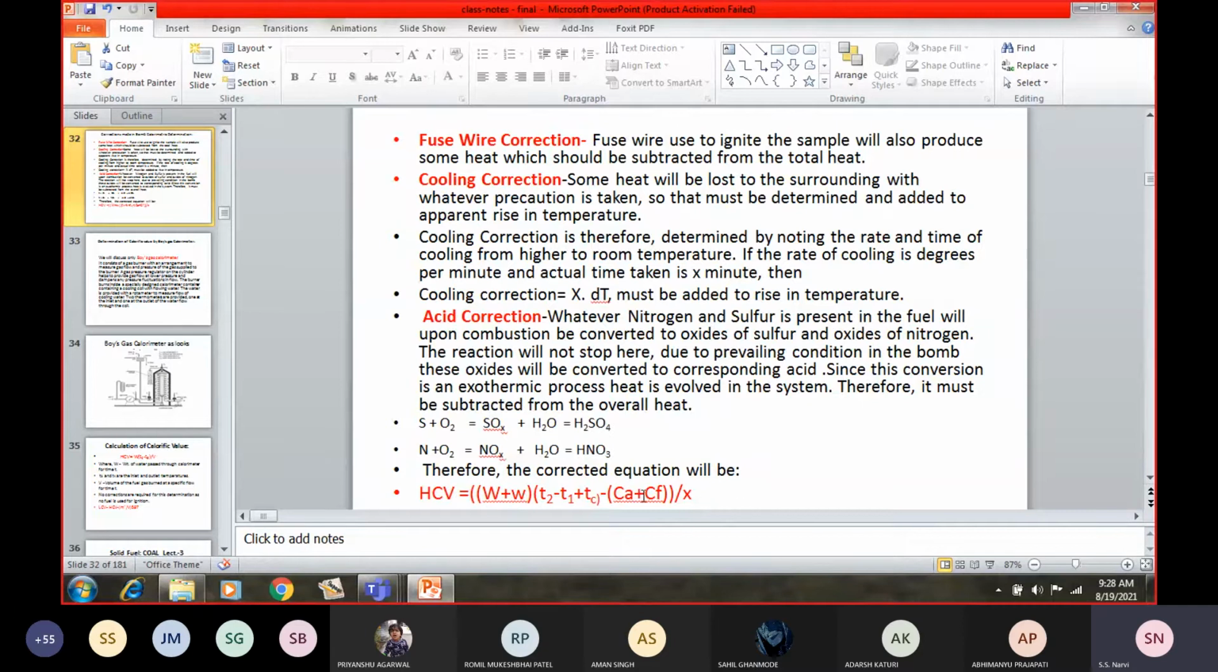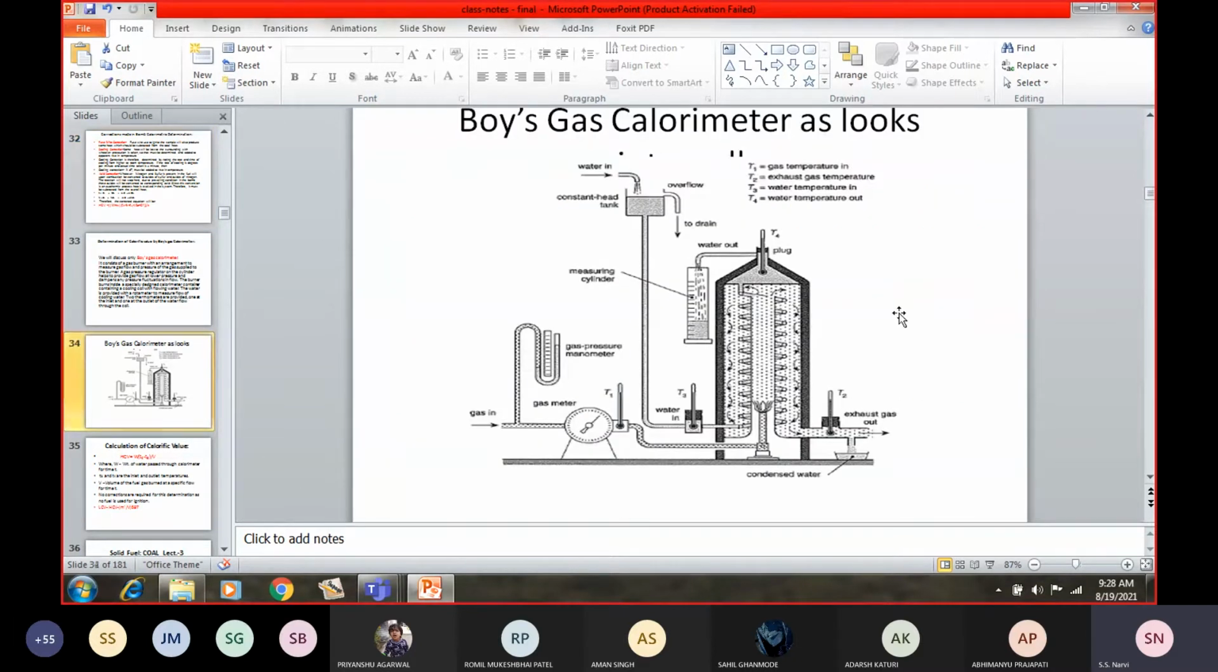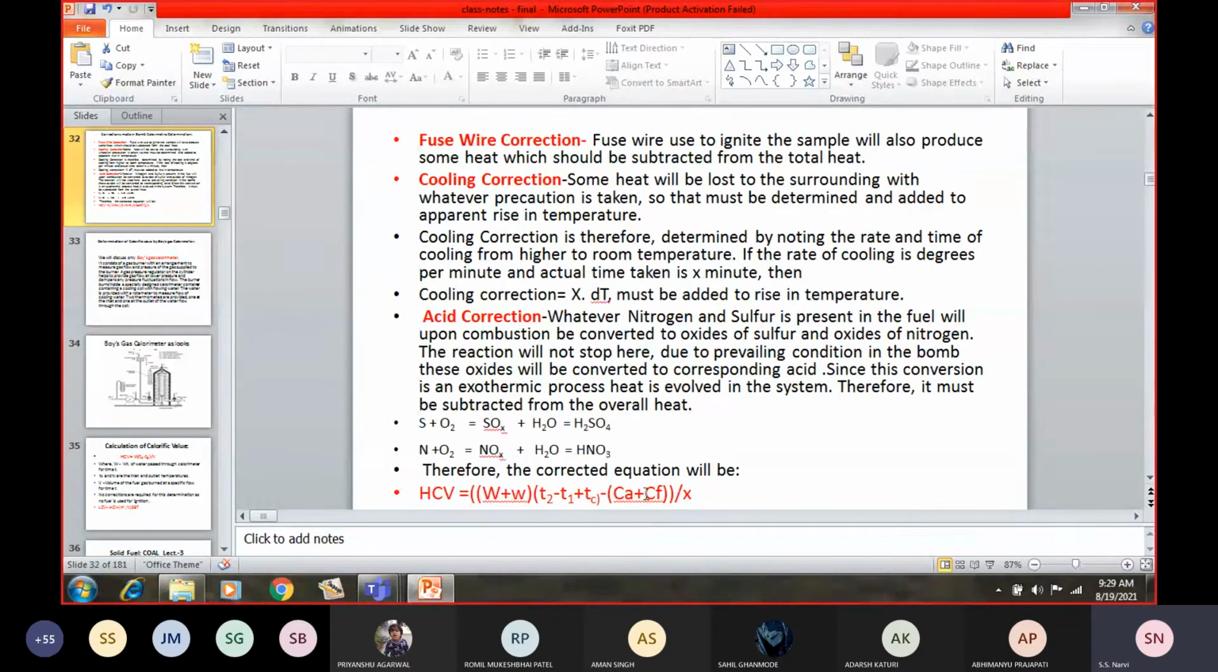Now you see there is no need of a fuse wire correction, because in this experiment no fuse wire has been used. Only you have ignited this gas by a spark from a lighter, and that heat produced by the spark is negligible, isn't it? So there is no need for any correction. So no fuse wire correction. Then the acid correction. Why did you do the acid correction in the bomb calorimeter?